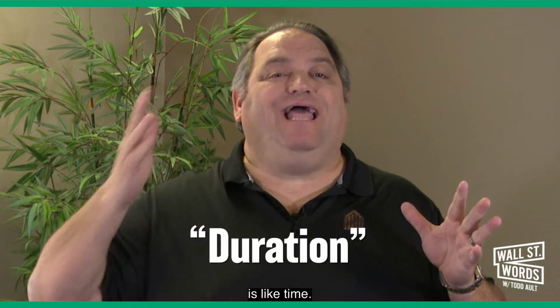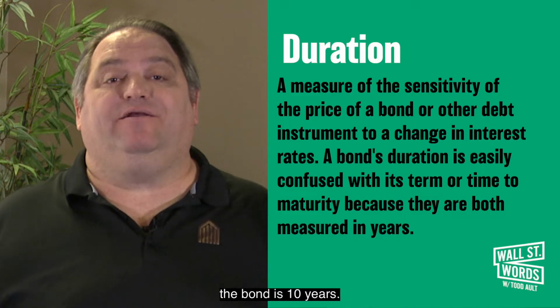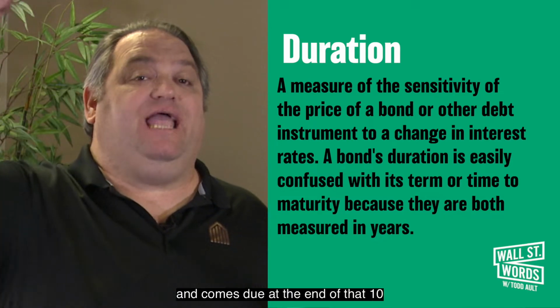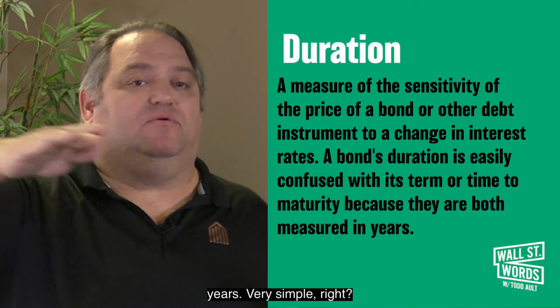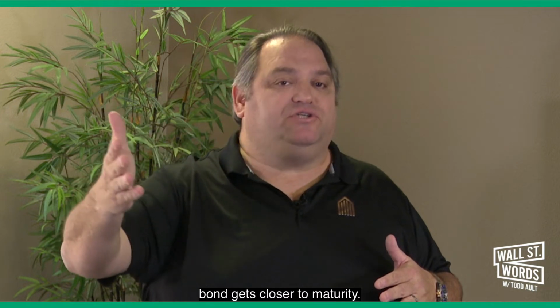Today's word is duration. Duration is like time, but when you think of a bond, let's say the bond is 10 years. The bond pays interest for 10 years and comes due at the end of that 10 years. Very simple, right? But duration risk or duration change happens as the bond gets closer to maturity.